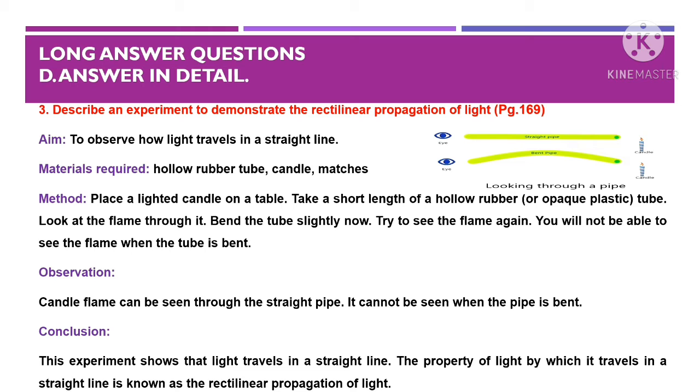Observation: the candle flame can be seen through the straight pipe. It cannot be seen when the pipe is bent. Conclusion: this experiment shows that light travels in a straight line. The property of light by which it travels in a straight line is known as the rectilinear propagation of light.